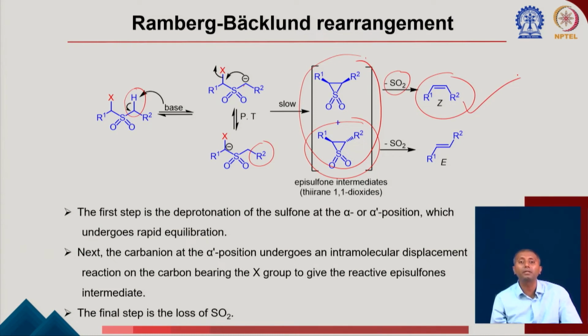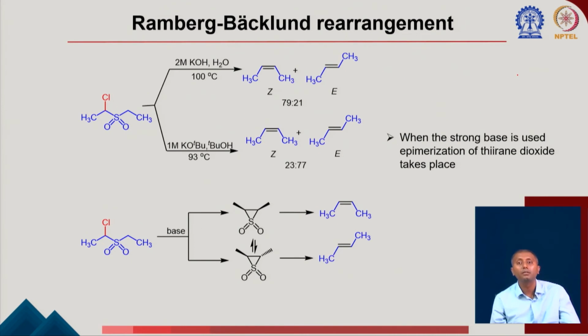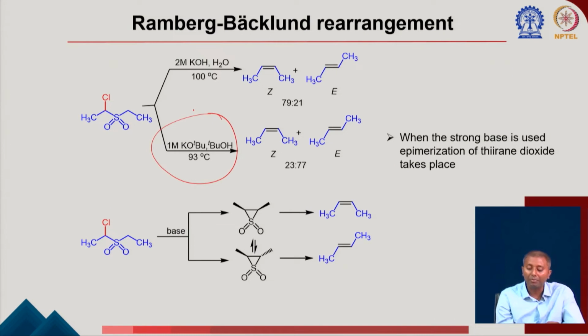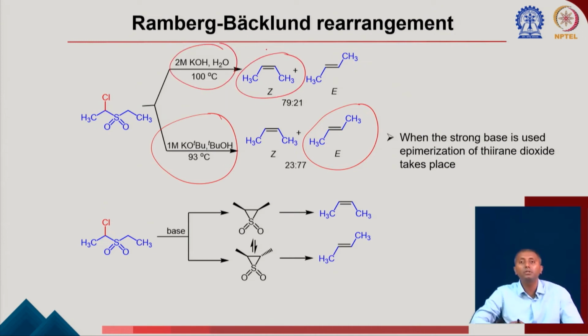But what is happening if a strong base is used for this reaction? Suppose if you use potassium tert-butoxide with tert-butanol, then the E is the major product. In general, with KOH condition, the major product is the Z olefin, because in the corresponding episulfone, if both the methyls are on the same side, then after the SO2 elimination, they will form the Z. But if they are anti, then only they will form the E.